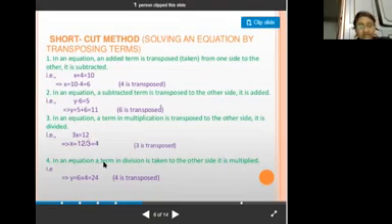In an equation, a term in division, when taken to the other side, is multiplied. जब हमारे पास है y divide by 6, वो दूसरे पे जाएगा, RHS साइड पे जाएगा तो वो मल्टीप्लाई हो जाएगा. y is equal to 6 into 4 हो जाएगा is equal to 12 हो जाएगा.